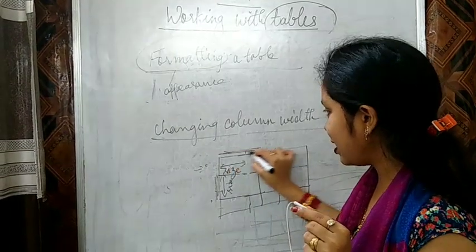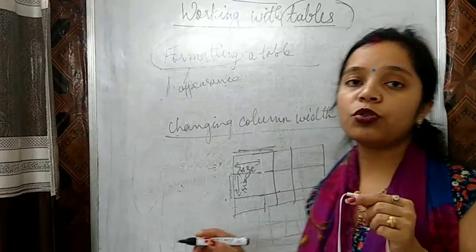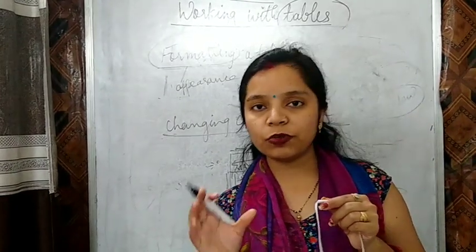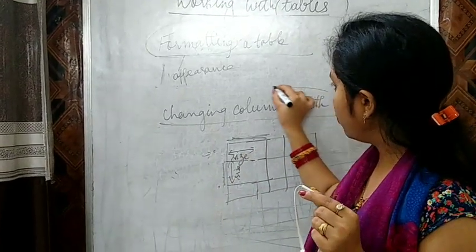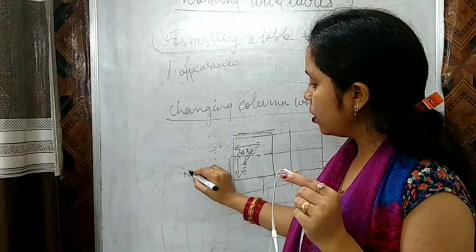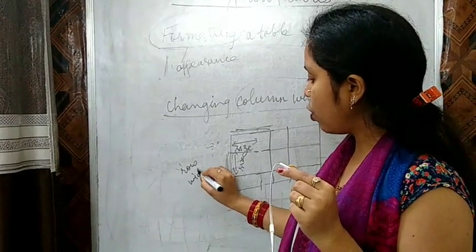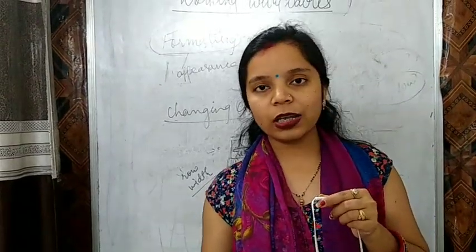This is your column, so this is the size of column. This is your row, so this is the size of row. So you can increase or decrease the size of column and size of row also, and this size is known as column width and row size is known as row width. Column size is column width and row size is row width. Now see on the laptop how.